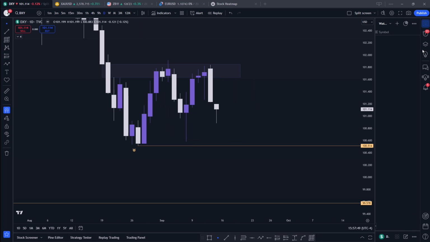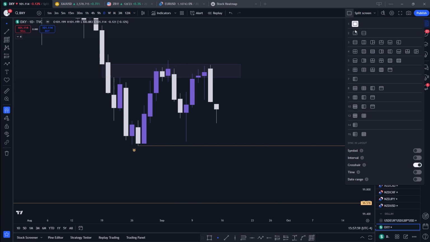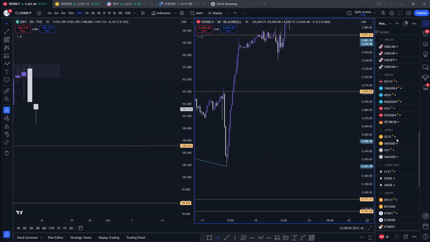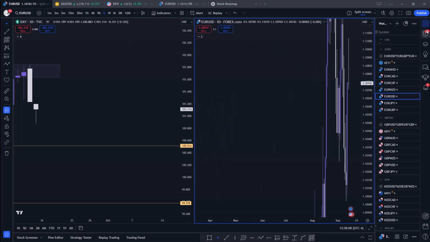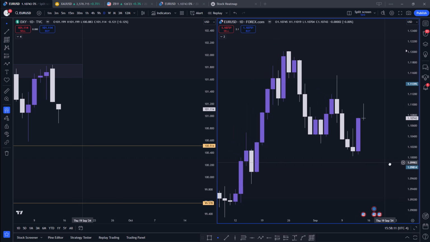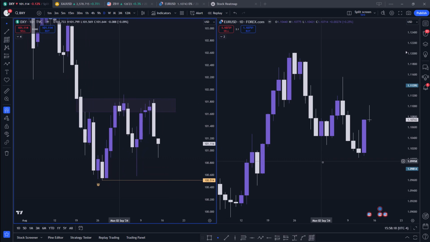Anyway, let's move on to euro and pound. Maybe we could start off with euro, but I just want to show the SMT divergence, so let's get a clean chart instead and do that. So this is euro dollar on the daily time frame, along with the dollar index on the left side, also on the daily time frame.